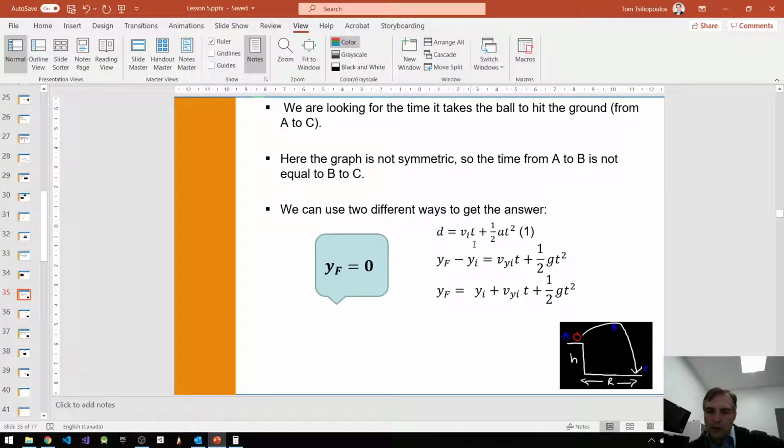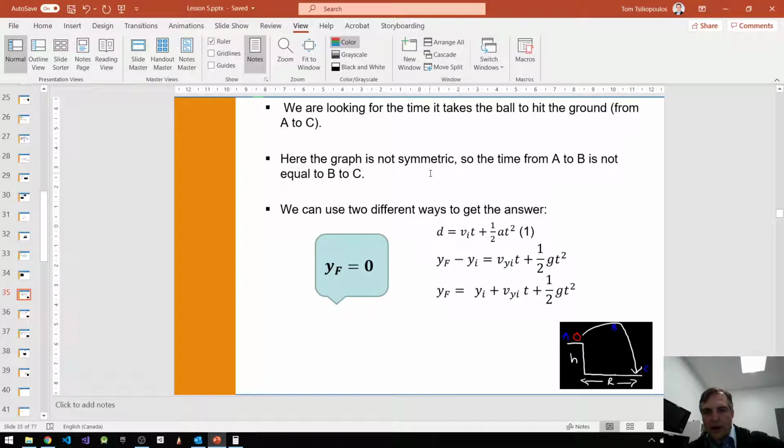And then we can break this down into v_yi t plus 1/2 g t squared, where a is just g. And once we start solving for things, we can say that y final is equal to y initial plus v initial on the y-axis times time plus 1/2 at squared. We've used this in programming. We know that y final would be 0. That's the idea behind it. So this is the first way of doing it.